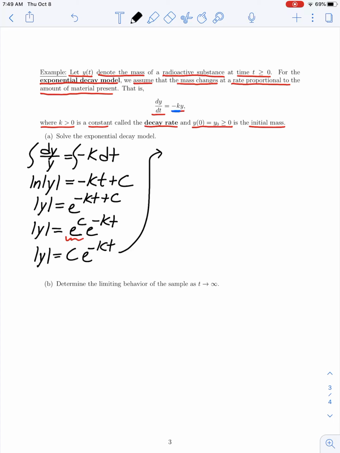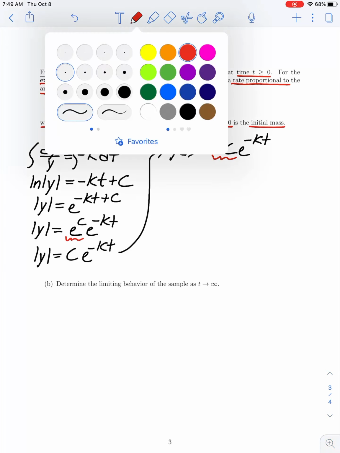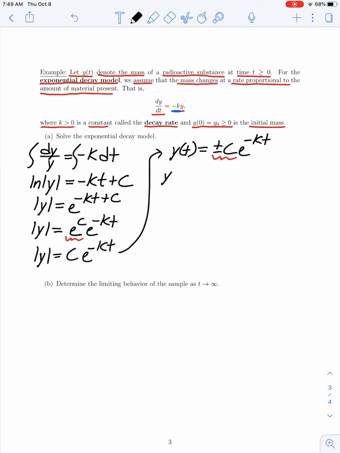So to eliminate the absolute value, we would say y of t could be positive or negative c, e to the negative kt. But again, the positive or negative of an arbitrary constant is still just an arbitrary constant. So let's write this more simply as c times e to the negative kt.